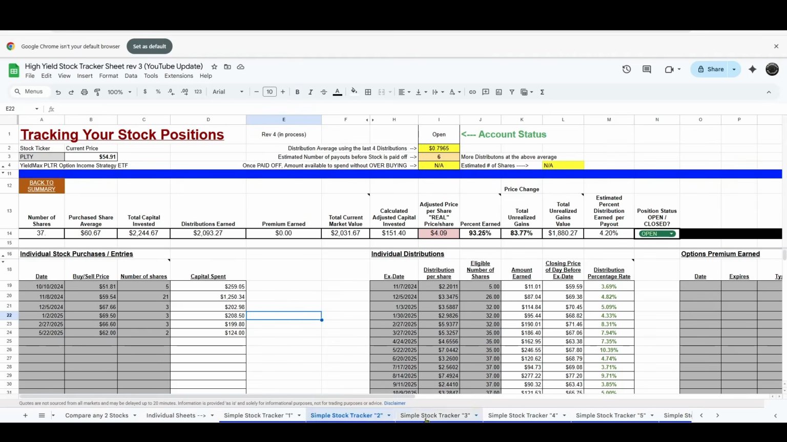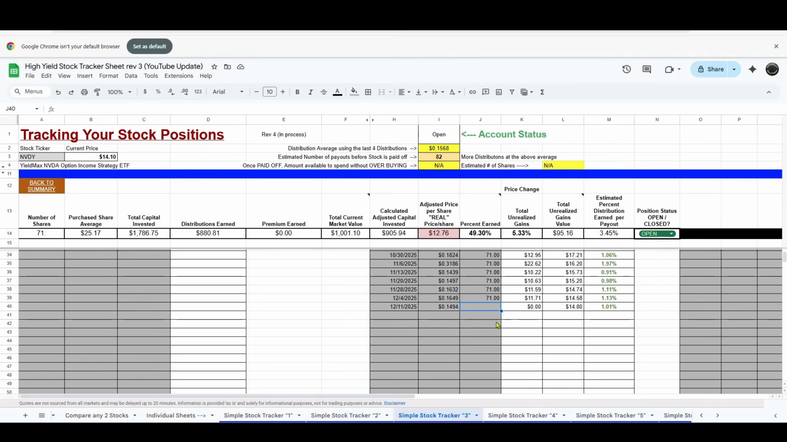And moving on, we have NVDY, and for NVDY I have 71 shares, and my real price per share of $12.76 now becomes $12.61. With the current price of $14.10, I am still green on this one as well. And if I were to sell all my shares, I would clear $105.76.